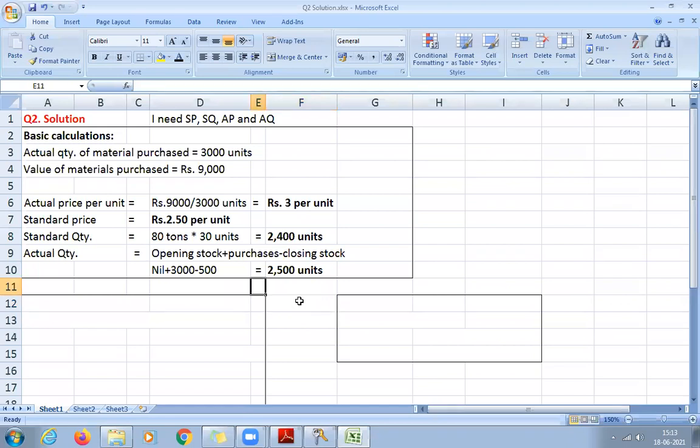So all the data we have, you just have to put in the formulas and calculate. From there, I think you can do it. Can you take a screenshot so that I can go to the next one? Please calculate the material price variance, quantity variance, and usage variance. That's the homework.